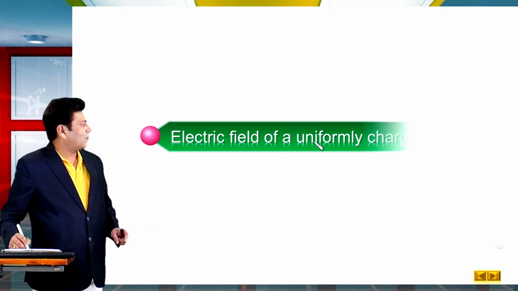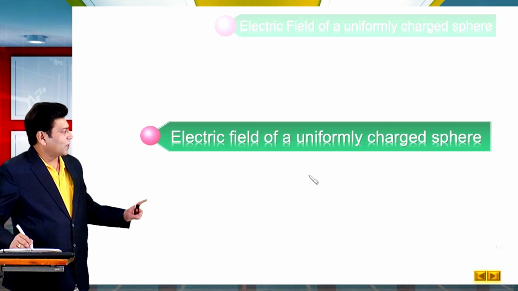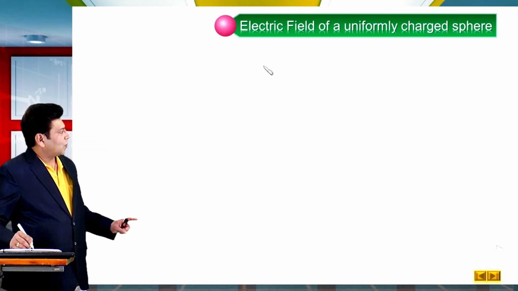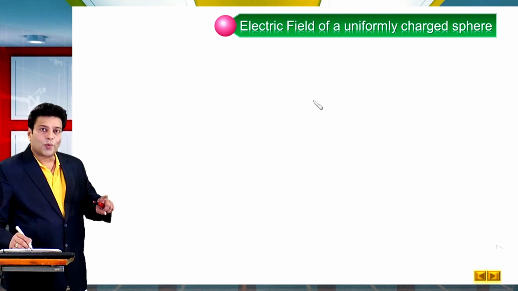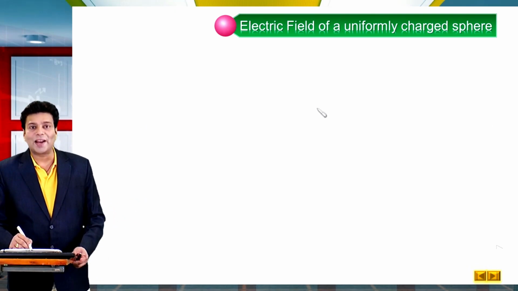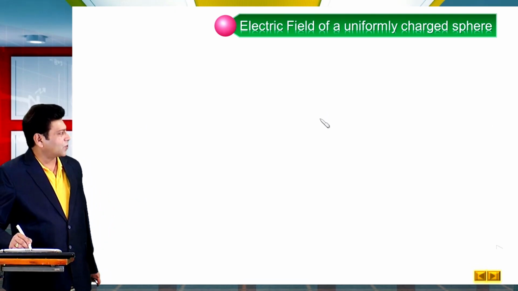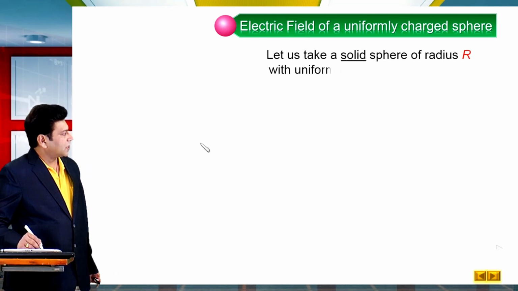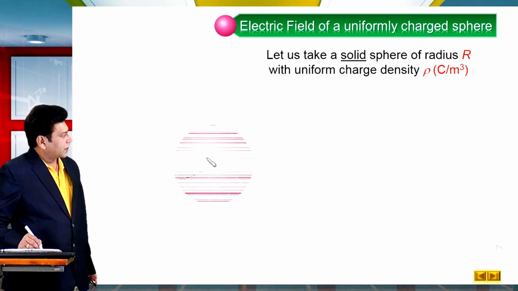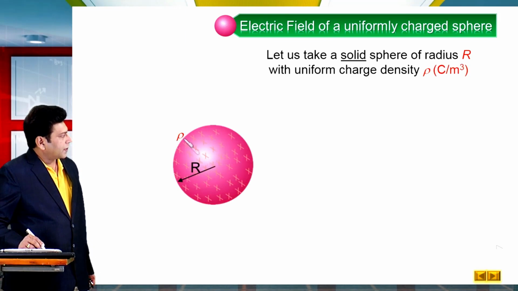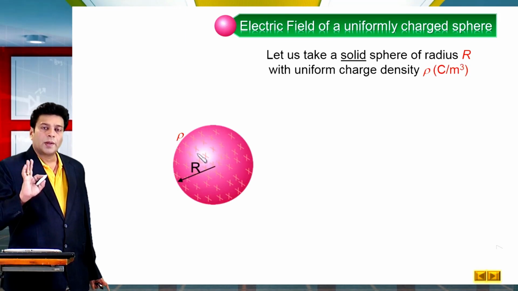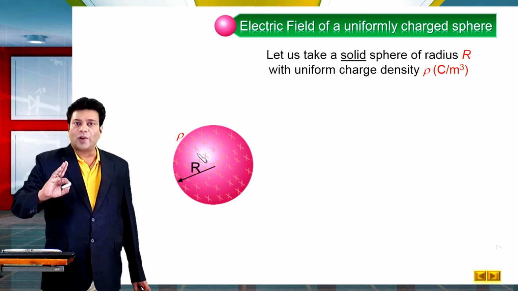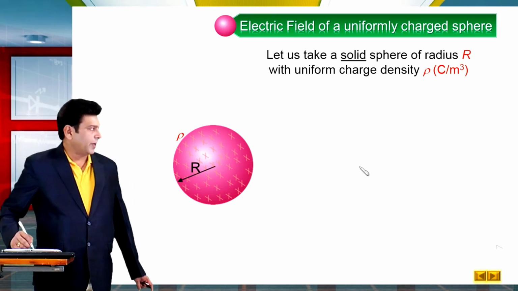So let us take first a uniformly charged sphere. Here we are going to take one solid sphere of radius capital R and uniform charge density rho Coulomb per meter cube. So let us make this sphere here, capital R radius and density rho. First we will discuss the calculation of electric field outside the sphere.